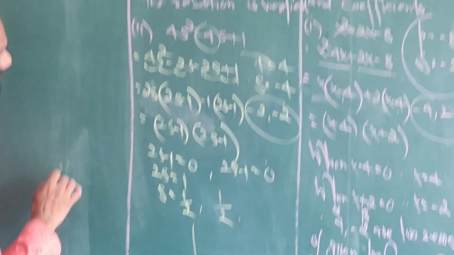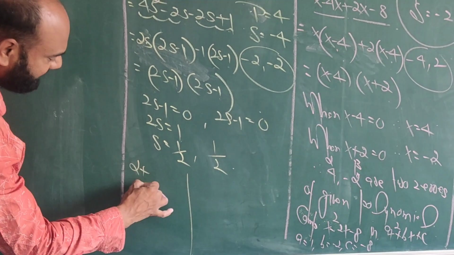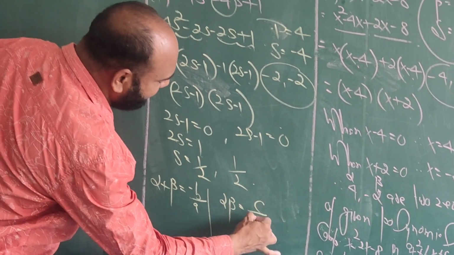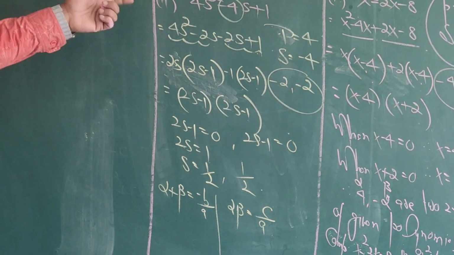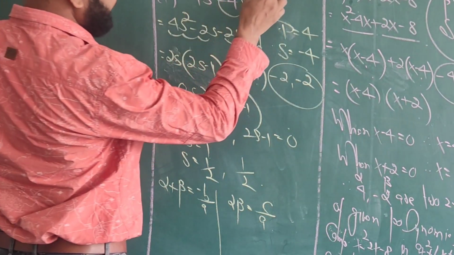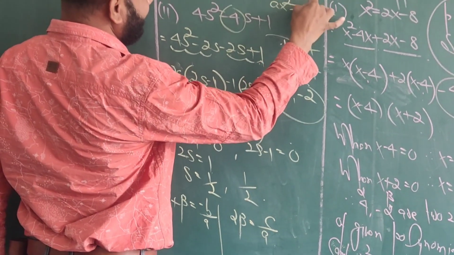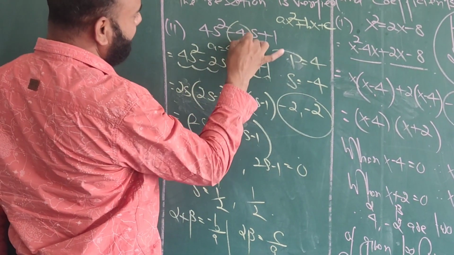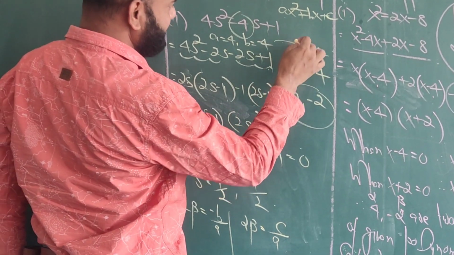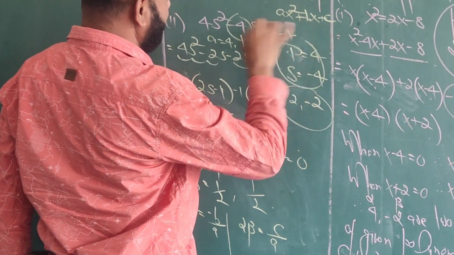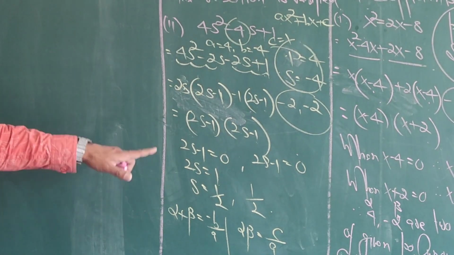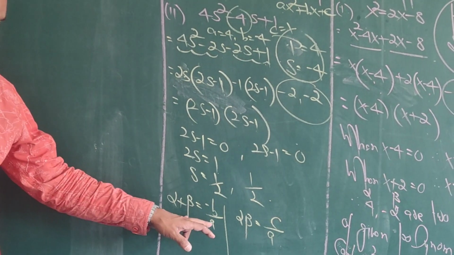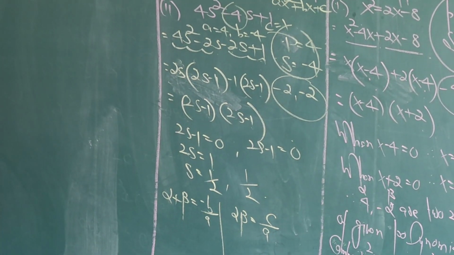Next we find the relation. The relation is alpha plus beta equal to minus b upon a, and alpha into beta is equal to c upon a. By comparing the given polynomial with the standard form, ax square plus bx plus c, we check a equal to 4, b equal to minus 4, and c equal to 1. Therefore, by putting the values of a, b, c and alpha, beta in the given relation, sum of roots equals minus b upon a, and product of roots equals c upon a.